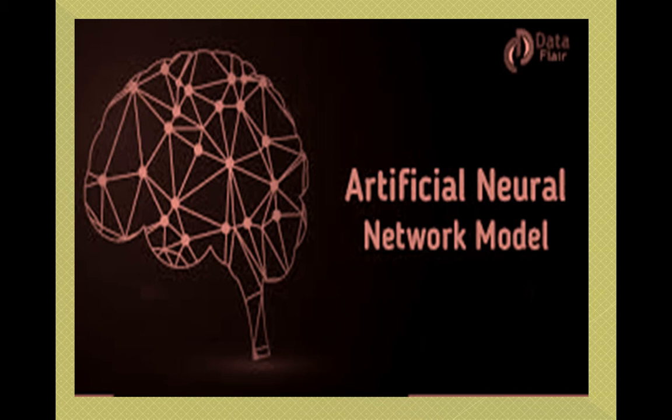Today we are going to discuss what is artificial neural network. So, artificial neural network, the name is derived from three basic terms. First is artificial. Artificial means that it is manually created, that is related to some machine created by human beings.